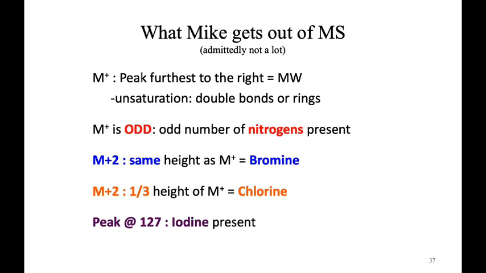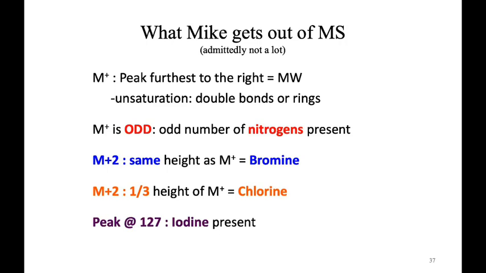After that, if the M+ is odd, I know I have an odd number of nitrogens. If I have an M+2, some people have been having a hard time with this. I understand the nomenclature is a little bit weird and it gets a little bit wonky. M+ versus M+2. What does it mean to be +2? 2 more. Add 2 more. Add 2 more to what? The M+.